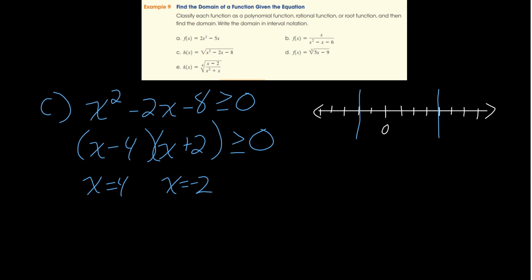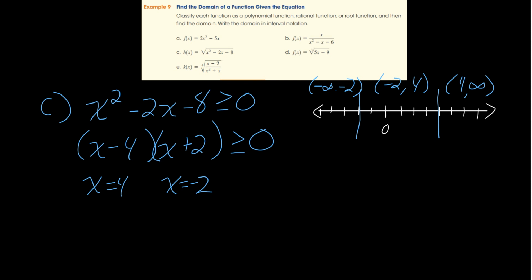And then from here, I'm going to denote what the interval is. So from negative infinity to negative 2. Let's try that one more time. Negative infinity to negative 2. And then this interval is negative 2 to positive 4. And then this one is from 4 to infinity. Okay, so that's my 3 intervals.